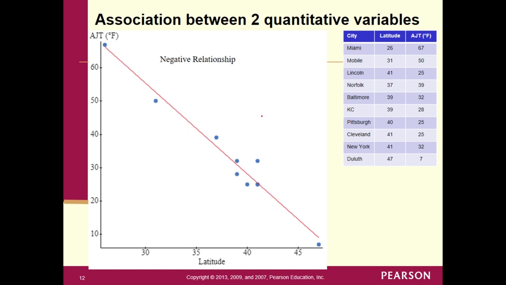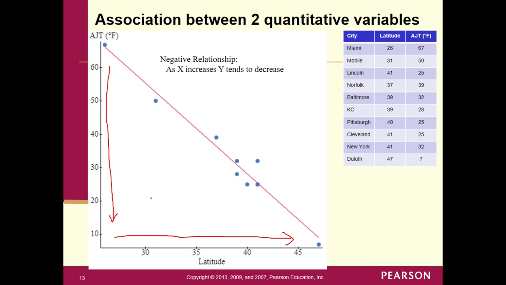And so what's happening with the negative relationship? As x increases, y tends to decrease. So here's x, latitude. As x increases, so as you move north in North America, what tends to happen? The temperature in January tends to get what? Colder. And so as latitude increases, average area temperature tends to decrease. Okay?